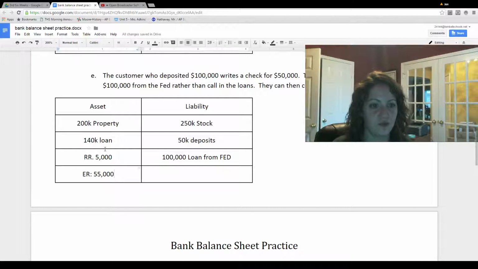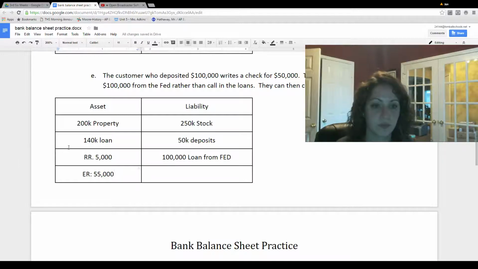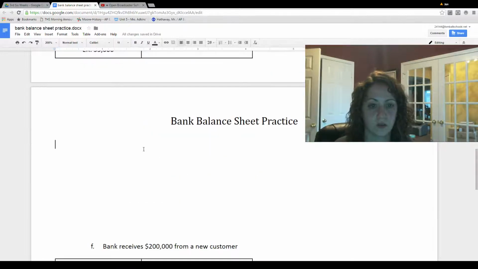Okay, so if my math is correct, and let me make sure that it is, 200,000 property plus 140 for the loan plus 5 in required reserves plus 55 in excess reserves is going to give you that $400,000. Wow, I really messed that up before. Did I drag everything right? I guess I did. Okay, so let's scroll on down.